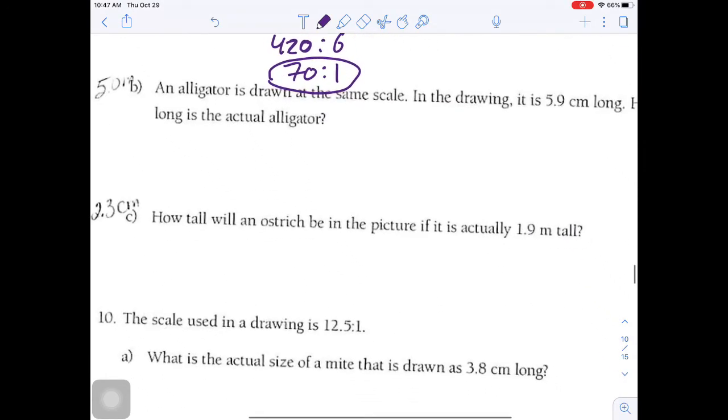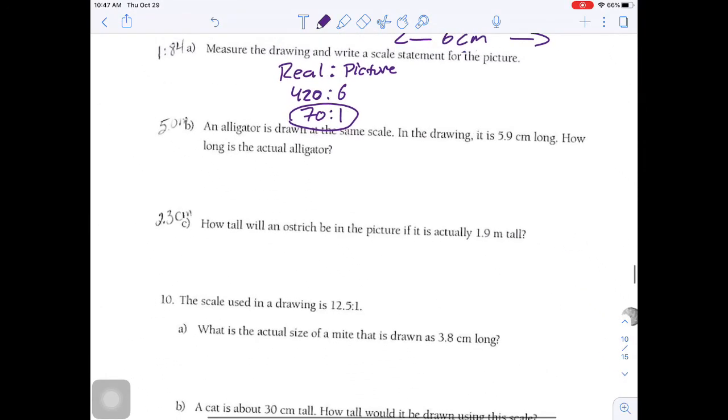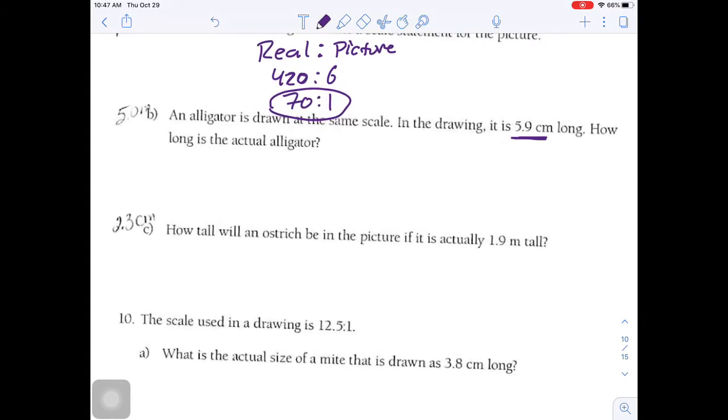Let's move on here. So an alligator is drawn at the same scale in the drawing. It is 5.9 centimeters long. How long is the actual alligator? So here, remember, we can represent this as a fraction. Now that we've used this, the scale can be used a bunch of times. So I'm going to put real numbers on top and pictures on the bottom. So here, my real number is related to 70, and that will be over 1.